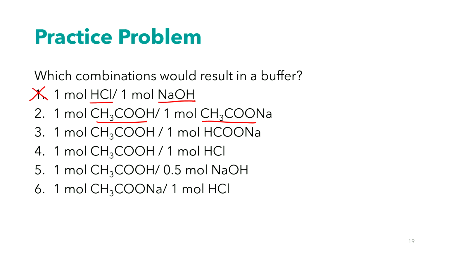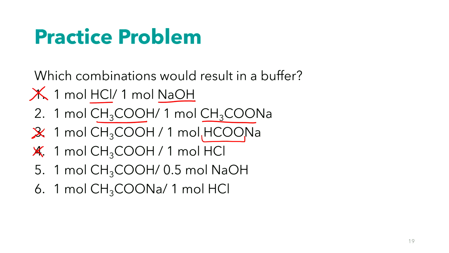How about the next one? 3, is that a buffer? No, because you would catch that I'm adding acetic acid to the formate ion. This is not the conjugate base. Yes, that's a weak base, but it's not the right one. So no, that doesn't make a buffer. How about 4? Does that make a buffer? No, I'm adding a weak acid to a strong acid to make a really acidic solution, but no buffer. I don't have any weak base. I don't have the conjugate base here, so that's a no.